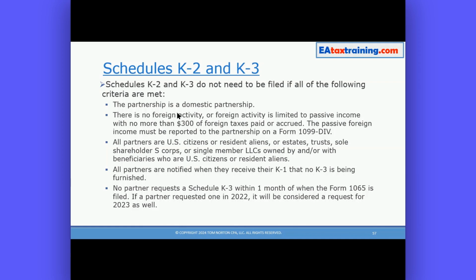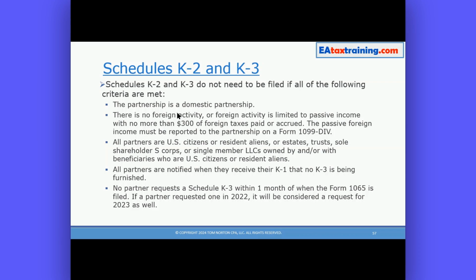But Schedule K2 and K3 do not always have to be filed. They do not have to be filed if you meet all of these criteria listed on the slide here. If it's a domestic partnership, if there's no foreign activity or very little foreign activity, under $300 of foreign taxes paid or accrued, if all the partners are U.S. citizens or U.S.-based entities, and if all the partners are notified when they receive their K1 that no K3 is being furnished.